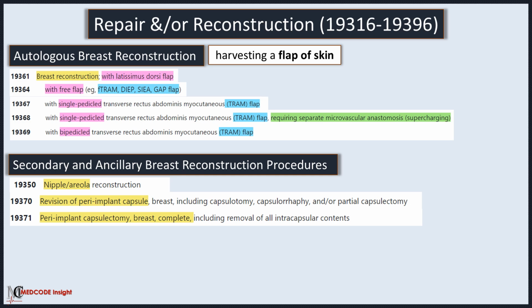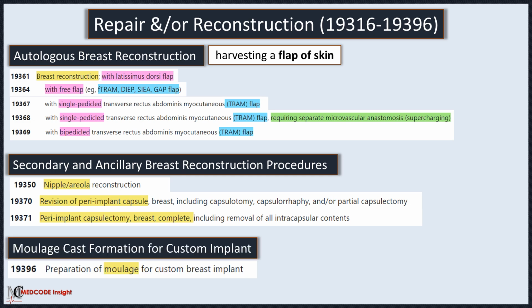Secondary and ancillary breast reconstruction procedures involve nipple reconstruction, capsular revision, or complete capsulectomy, which involves the removal of the entire breast capsule to achieve proper positioning. Negative cast formation for a custom implant involves the creation of a negative cast of the patient's chest defect. The mold is used to fabricate a specific custom made implant tailored to fit the patient's unique defect.